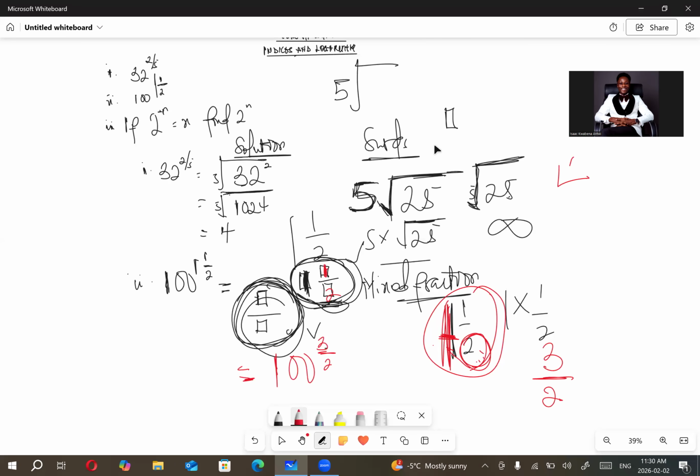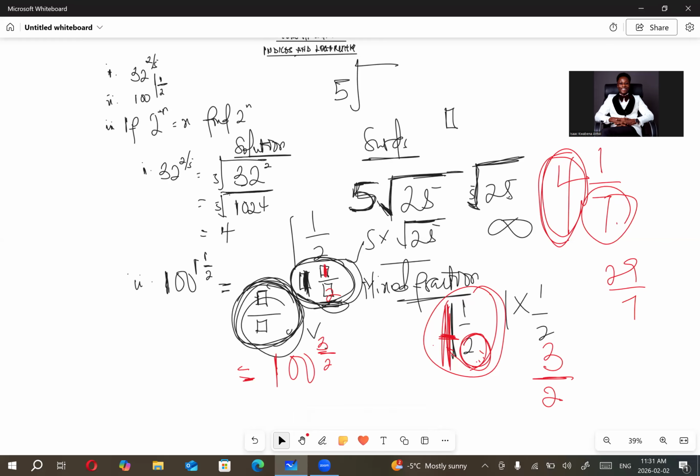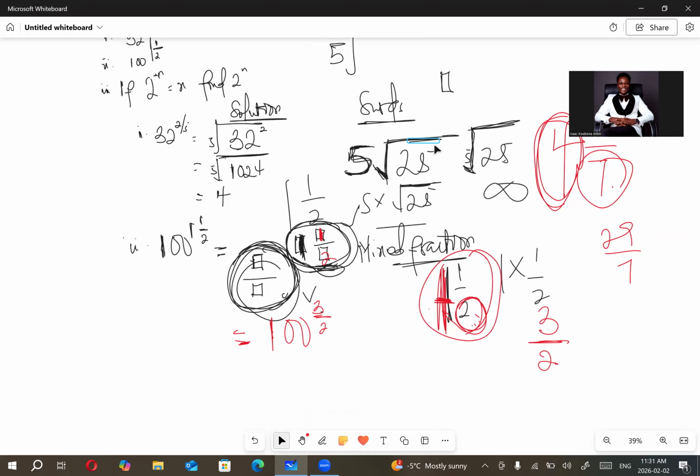I can give you 4 whole number 1/7. To solve this, use the denominator to multiply the whole number part. So 7 times 4 is 28. Then you add it to the numerator, so 28 plus 1. That'll be 29/7. This is how we do with mixed fractions. This is how we re-express mixed fractions.